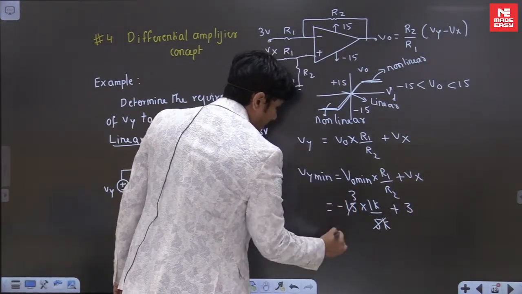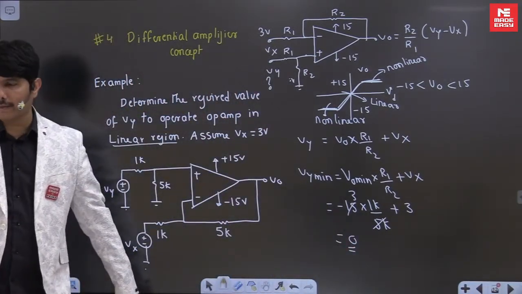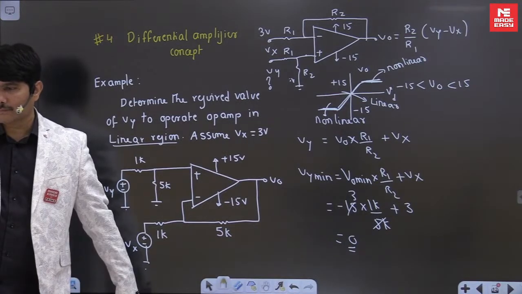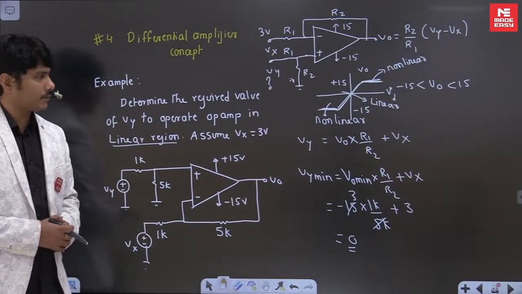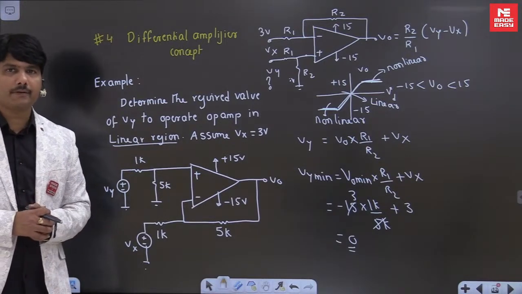So it is 3. Answer is 0. So Vy minimum range is 0 we are getting. Okay. So Swati Gupta, 0 to 6. Great. This is a very good question. Conceptually they can ask you this type of questions. At that time, the output you have to take in the range minus 15 to plus 15.